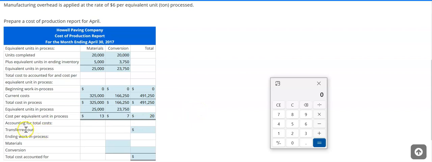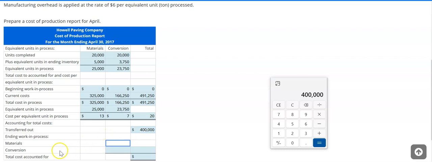So what is our cost transferred out? Well, we finished in full 20,000 units at a cost of $20 a piece. So that means transferred out to finished goods is going to be 400,000.